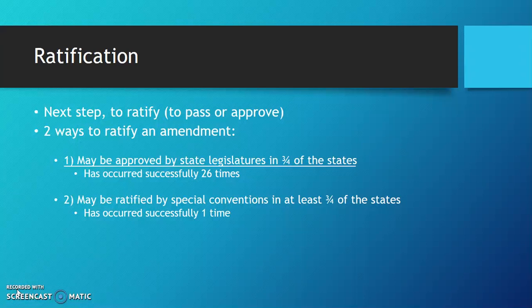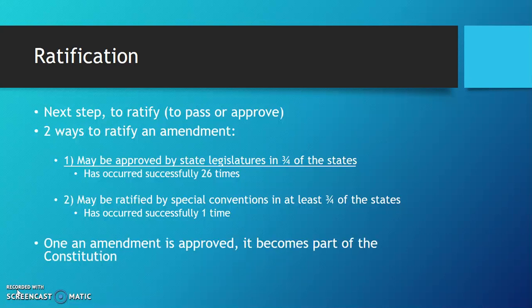So an example of this, and every state has different laws, but if an amendment is proposed, it could possibly be given to special conventions. So each state has a different law. For example, in Florida, their conventions are elected by the people. So their convention would, I think, consist of 67 people, and they're elected by the people of the state to vote on the amendment or not. And these special conventions, same thing as the first option there, it needs to pass by 3/4 of the states. Once an amendment is approved, it finally becomes part of the Constitution.